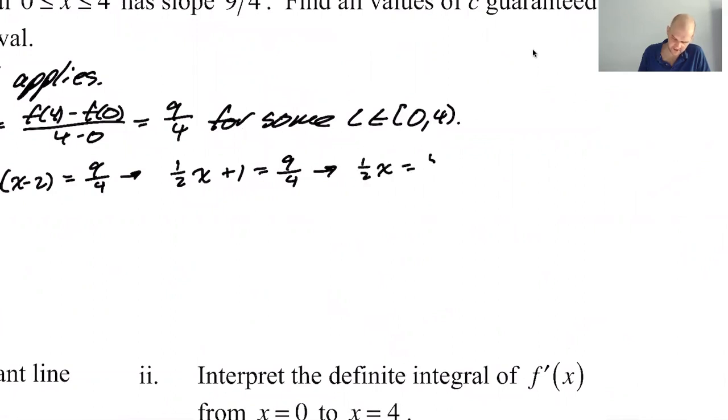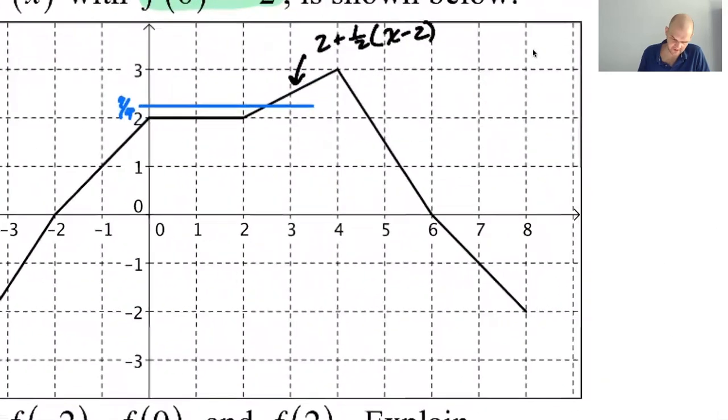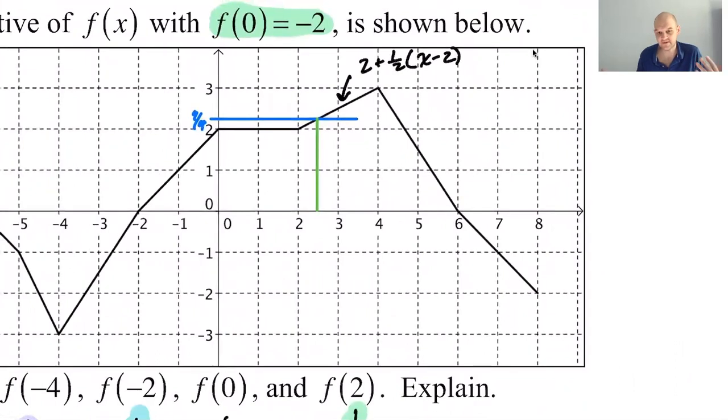I was going to do it all in one shot, but then I got lost. So x is 5/2. Therefore, c is 5/2 because we're trying to find the values of c. Does that make sense? Yeah, that makes a lot of sense to me. It kind of looks like that was going to be the answer, but looks can be deceiving, so you got to do the math. It makes sense to me though. I didn't draw it perfectly, and it looked pretty close.